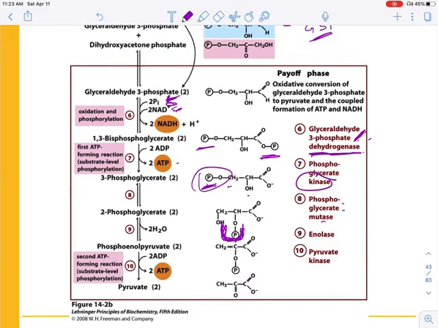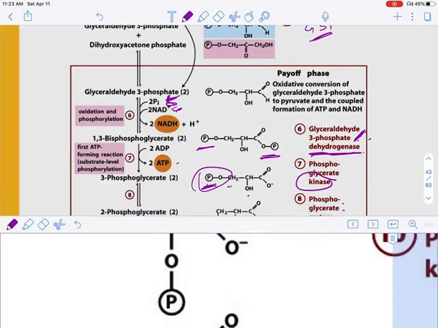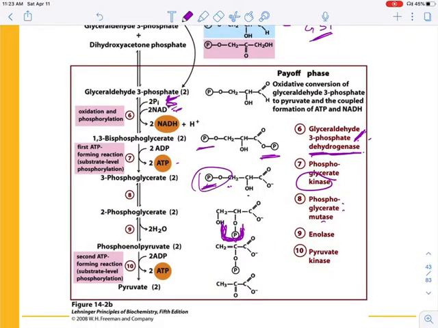This 2-phosphoglycerate gets a water removed from it to form phosphoenolpyruvate. And then the phosphate of this phosphoenolpyruvate is removed by the enzyme pyruvate kinase. This is another enzyme in which there is a lot of regulation behind it. The removal of that phosphate forms pyruvate, and it forms 2 molecules of ATP.